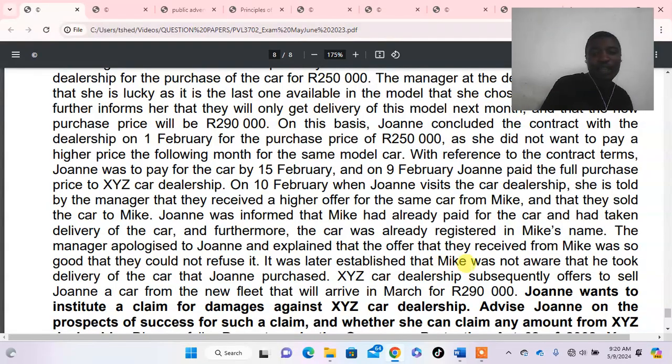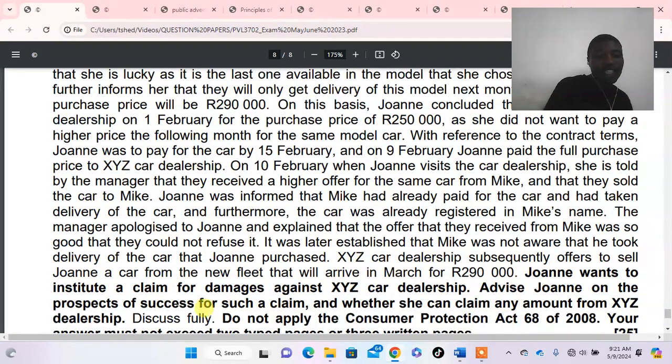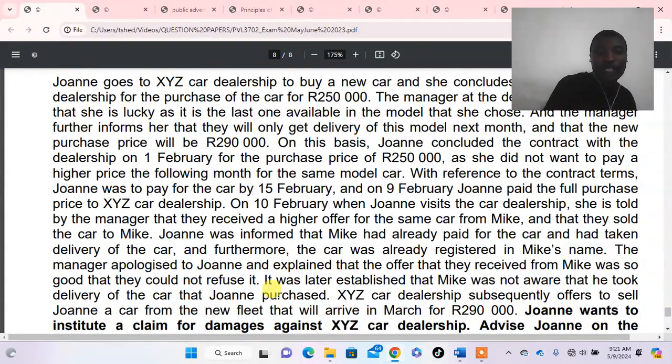It was later established that Mike was not aware that the car he took delivery of was the one that Jones purchased. XY car dealership subsequently offers to sell Jones a car from the new fleet that will arrive in March for 290,000. Jones wants to institute a claim for damages against XY car dealership; advise Jones. This case is dealing with what? Instituting a claim for damages. So you must know those cases.